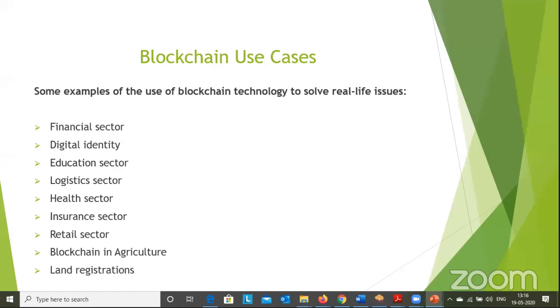Here you need to know where we can apply blockchain. That is blockchain use cases. Wherever transparency is required, wherever security is required, in those fields we can deploy blockchain technology. The commonly used use cases of blockchain are in the financial sector, digital identity, education sector, logistics, health sector, insurance sector, retail, agriculture, and land registrations. These are the major use cases of blockchain.